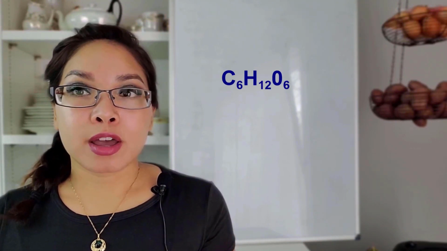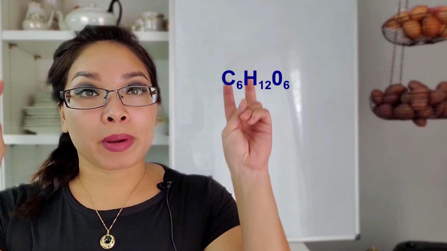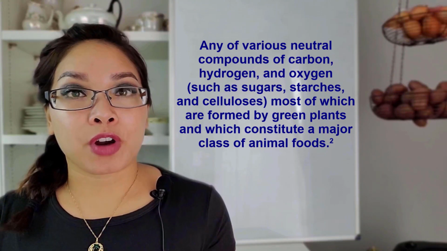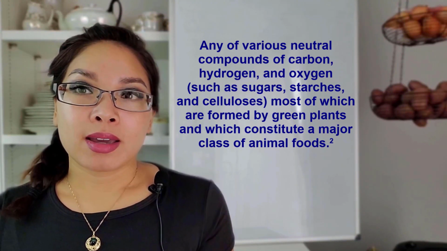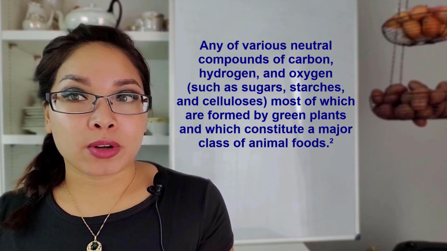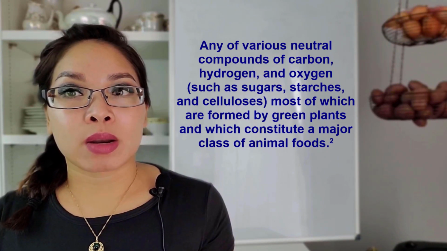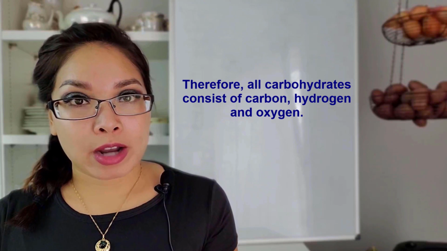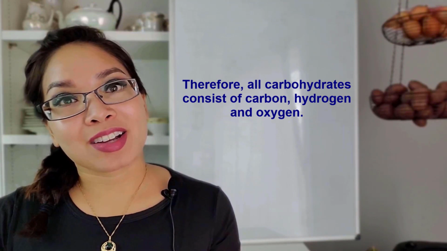The term carbohydrate originates from the misinterpretation of the molecular formulas of many of these substances. For example, because its formula is C6H12O6, glucose was once thought to be a carbohydrate with the structure of C6H2O. Carbohydrates are any of the various neutral compounds of carbon, hydrogen, and oxygen, such as sugars, starches, and cellulose, most of which are formed by green plants and which constitute a major class of animal foods. Therefore, all carbohydrates consist of carbon, hydrogen, and oxygen.